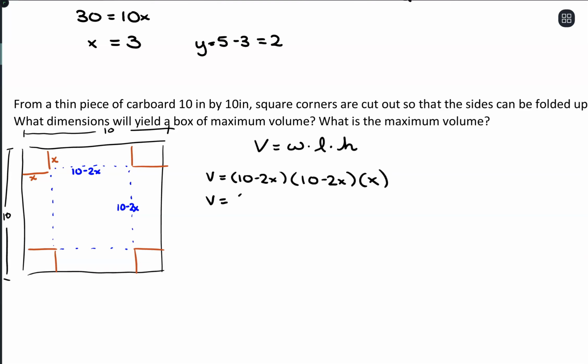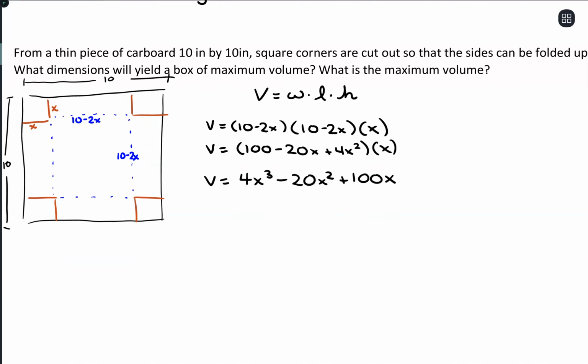So 10 minus 2x times 10 minus 2x is 100 minus 20x plus 4x squared. And then we're multiplying all of that by x. I'm just going to rearrange it a little bit: 4x cubed minus 20x squared plus 100x. All right, so we want to maximize volume, so I want to evaluate the critical values of this volume equation. I'm going to take the first derivative, which is 12x squared minus 40x plus 100, and we want to see where that equals 0.